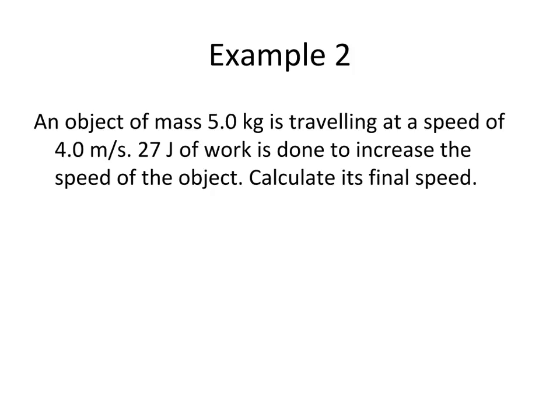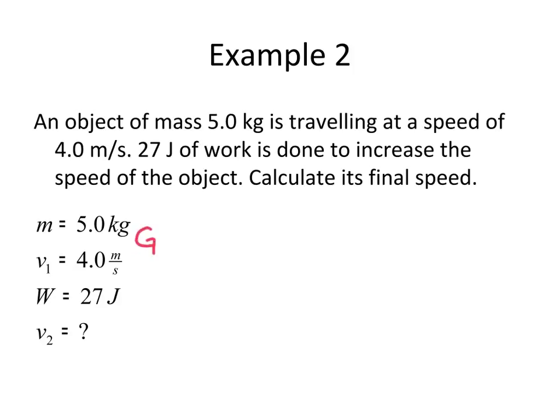Let's try another one. An object of mass 5 kilograms is traveling at a speed of 4 meters per second. 27 joules of work is done to increase the speed of the object. Calculate the final speed here. Again, here are our given values. Here's our unknown value.